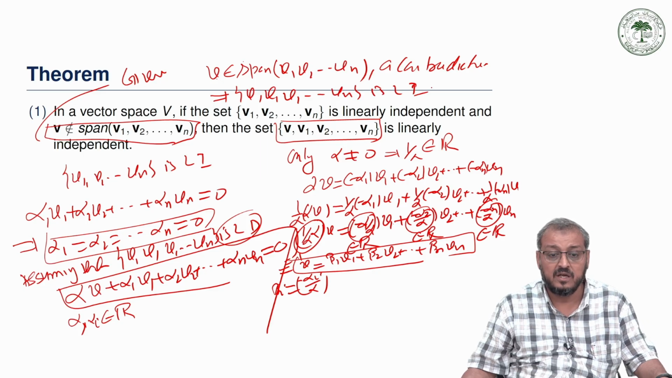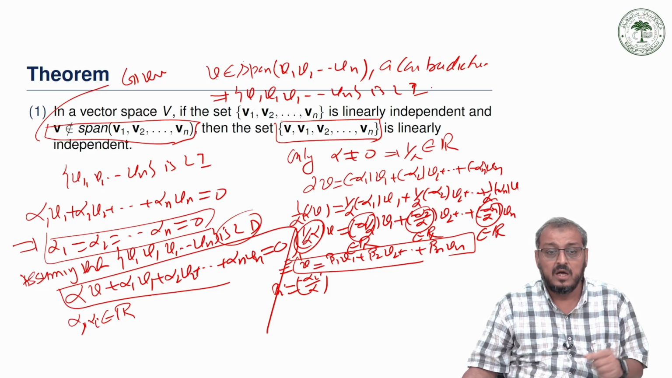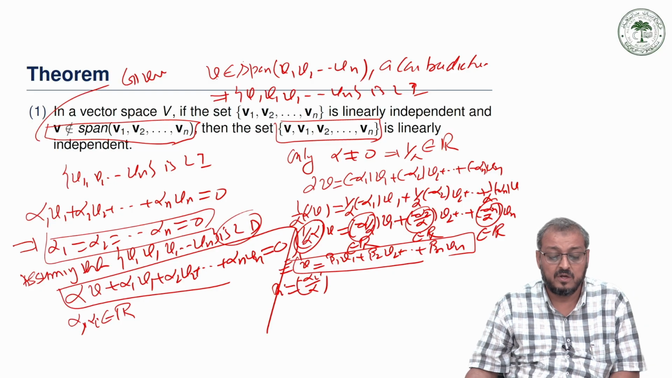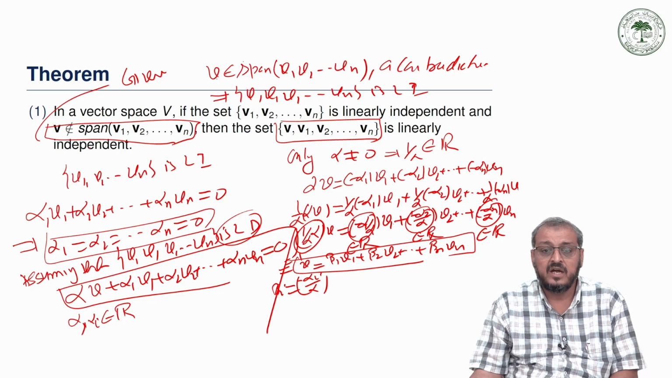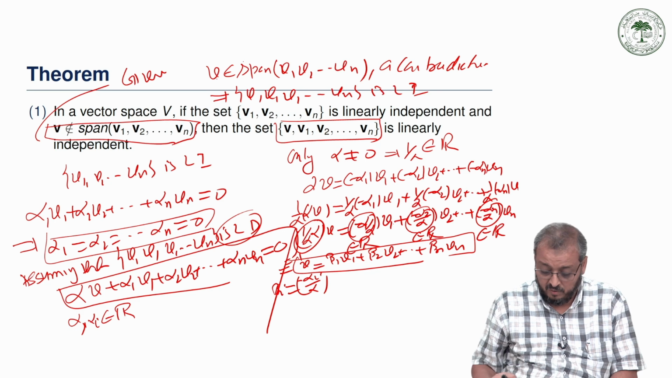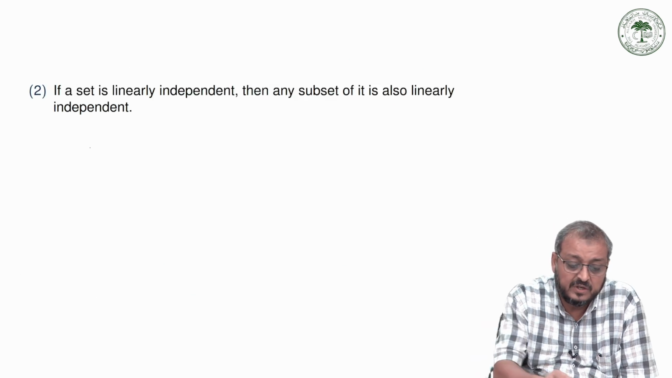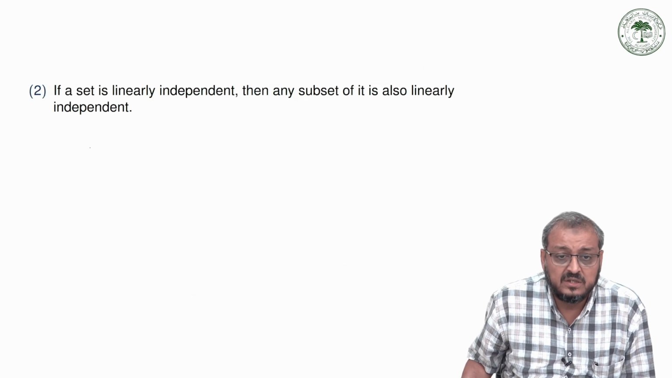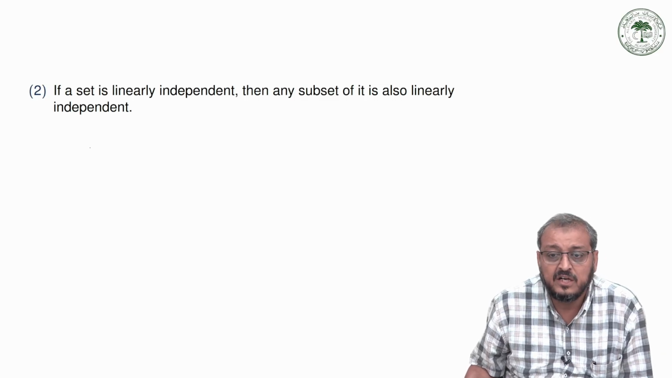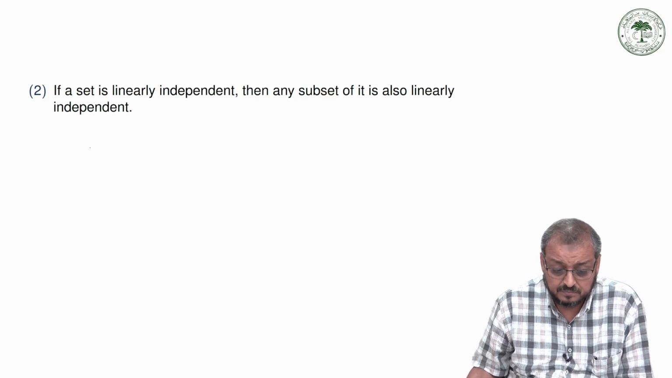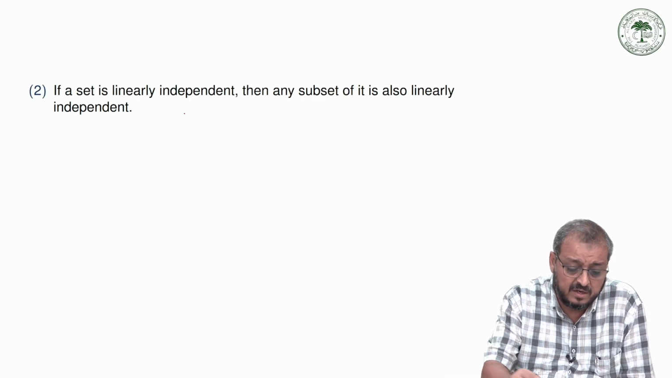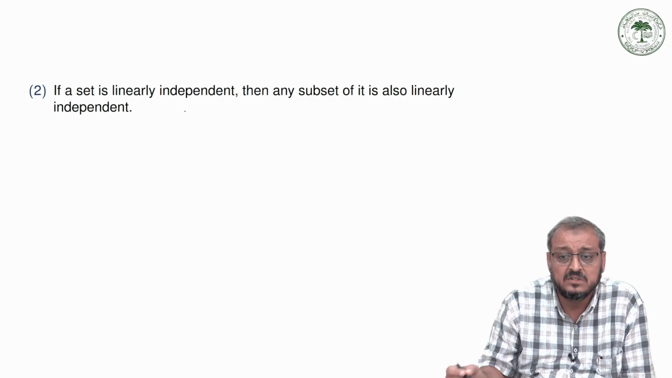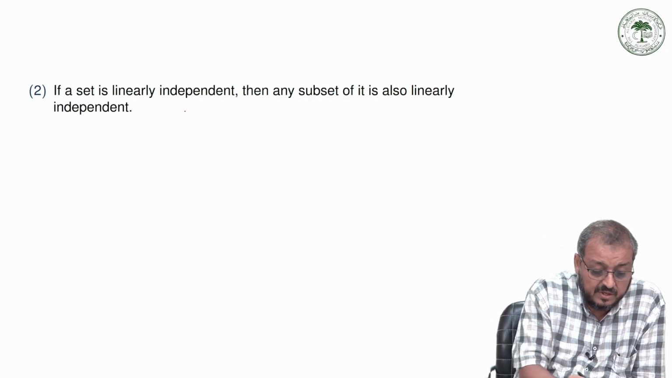So this result says that if v does not belong to the span of v1, v2, vn, and v1, v2, vn is linearly independent, then the set v, v1, v2 up to vn is linearly independent. Okay, now let's move to the next result: if a set is linearly independent, then any subset of it is also linearly independent. So we have to prove this.